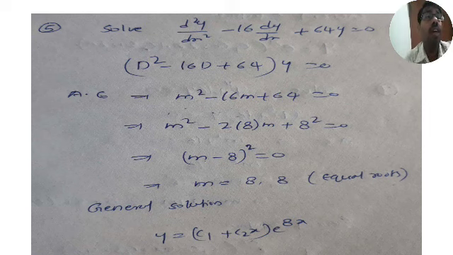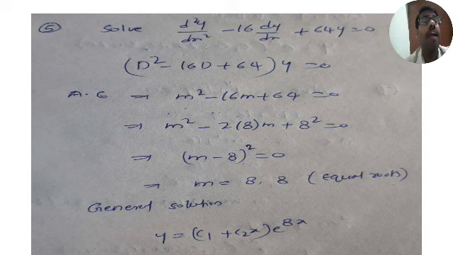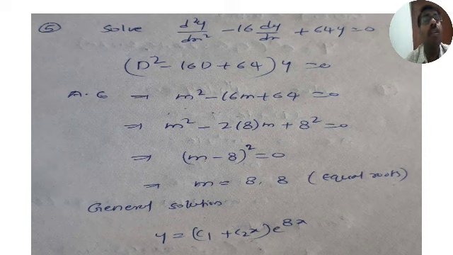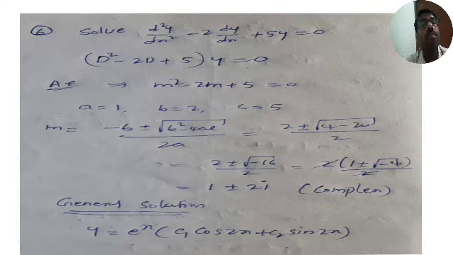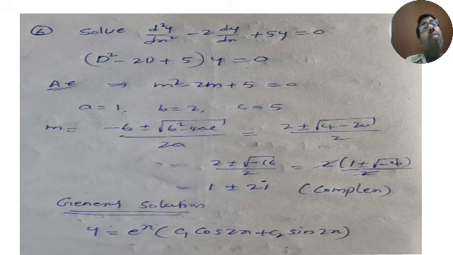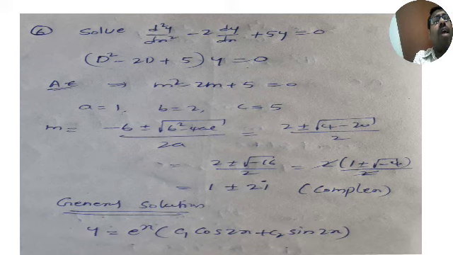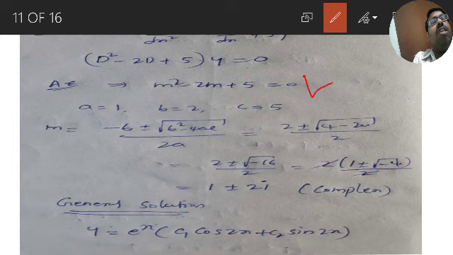So what we covered is: in the first three problems, the roots are real and distinct, and in the next two problems, the roots are real and equal. Now let us go to the third case, the complex roots. Solve d square y by dx square minus 2 dy by dx plus 5y is equal to 0. Operator form: D square minus 2D plus 5, operating on y, is equal to 0. Auxiliary equation: m square minus 2m plus 5 is equal to 0.